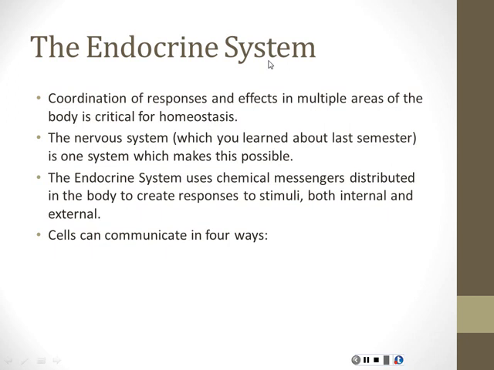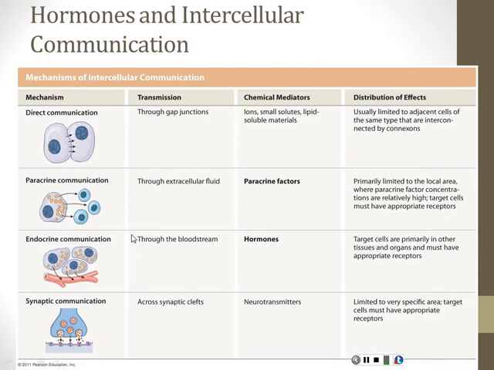All right? So essentially there are 4 ways that cells can communicate with each other. And communication is necessary in order to coordinate activities and to have multiple cells all working together in a coordinated fashion. All right, so the first mechanism is what we call direct communication. And this is where cells can talk directly, one cell to another, through gap junctions.